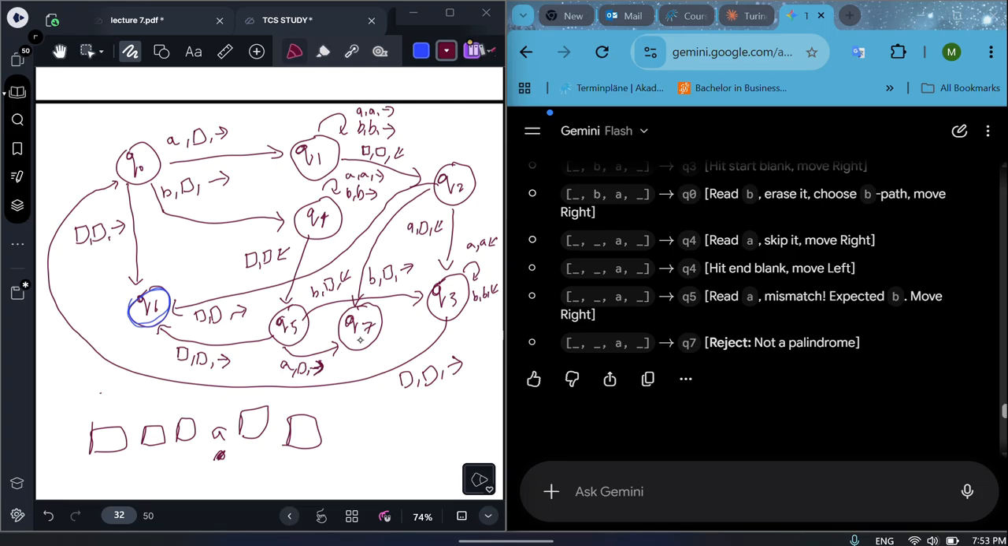On A, it goes to Q7, which is a rejecting state, and it does nothing. It makes it a blank, and then it's not a palindrome. It's not accepted.